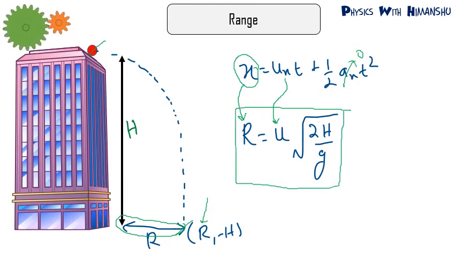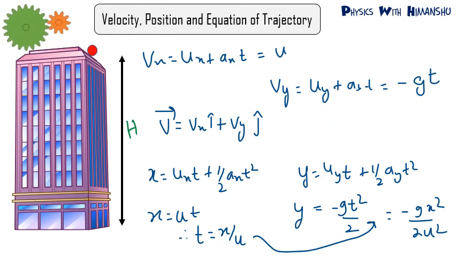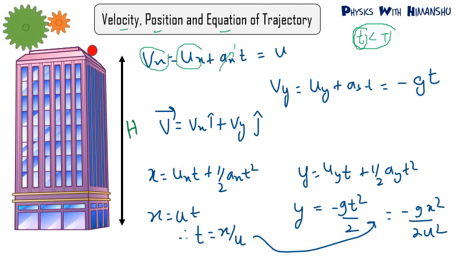And the last thing is, suppose I want to ask you what will be the velocity, position and equation of trajectory for this motion. Suppose the time is less than the time of flight, because after the time of flight the ball has already reached the ground. So suppose I give you a time which is less than the time of flight. So the ball will be in the air. What will be the velocity? V_x is basically u_x plus a_x t, but a_x is 0. So velocity in x direction will be a constant, its value will always be the same and equal to u.